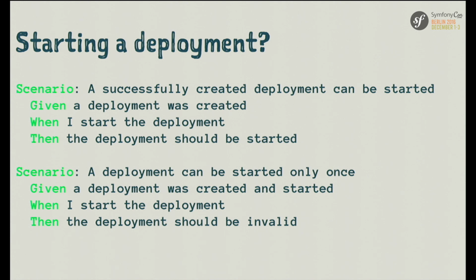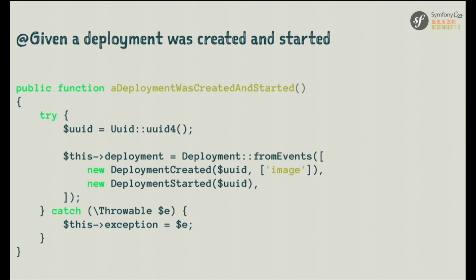I'm going to just focus on 2 of them, because the rest are exactly the same as what I showed just before. The first interesting one is when a given deployment was created and started. So we just express the fact that the deployment was created and was started. An event is describing something that has happened. So basically what we can simply do is to create our deployment object from these 2 events, deployment created and deployment started. And that's all we need to do.